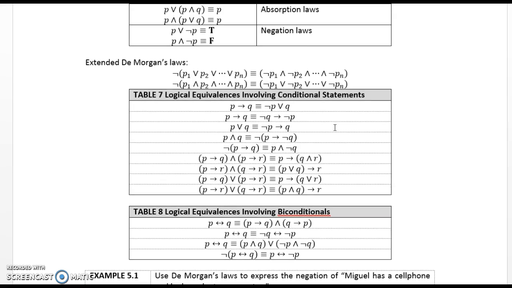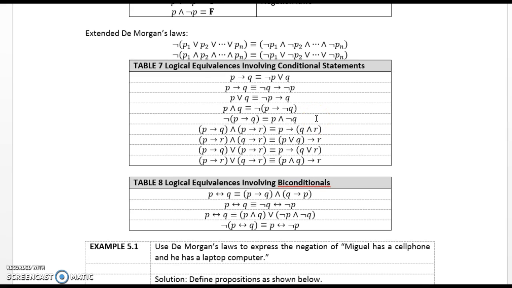And we have extended De Morgan's laws, that is, the complement of P1 or P2 or Pn is equivalent to the complement of P1 and the complement of P2 and the complement of Pn. Similarly, we have the complement of P1 and P2 and Pn is equivalent to the complement of P1 or the complement of P2 or the complement of Pn.